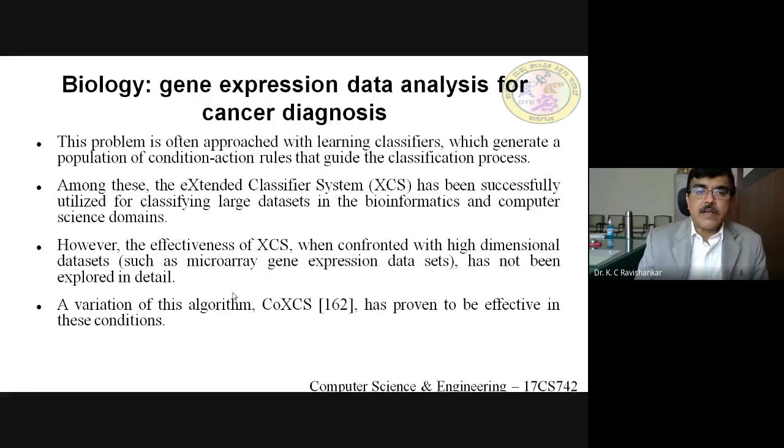However, the effectiveness of XCS when confronted with high-dimensional datasets such as microarray gene expression datasets has not been explored in this particular area, because it is totally biological. But we wanted to show that this problem can be handled through the cloud. A variation of this algorithm, CoXCS, which has been published by eminent authors, has proven to be effective in these conditions.